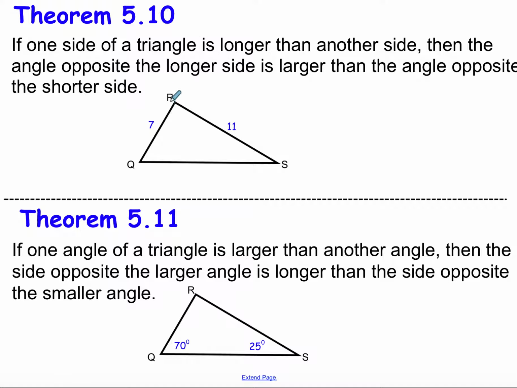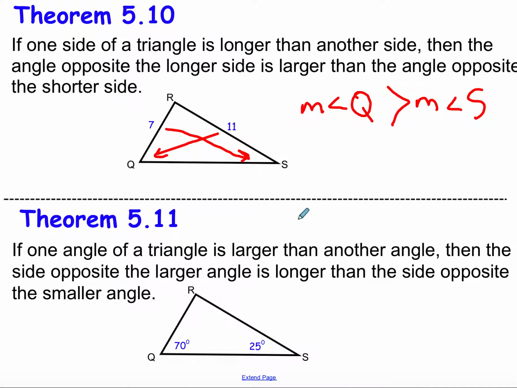Here's what it's saying. Since 11 is bigger than 7, the angle that is opposite 11, which is the measure of angle Q in this picture, is going to be bigger than the angle that's opposite the shorter side. That's all that rule is saying. That the measure of angle Q is going to be bigger than the measure of angle S, and that should kind of make sense to you.